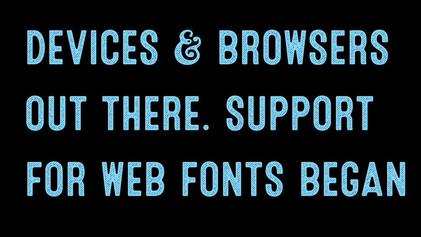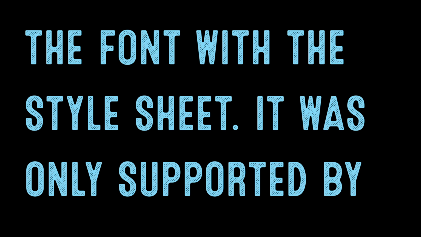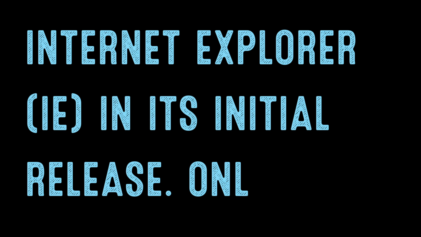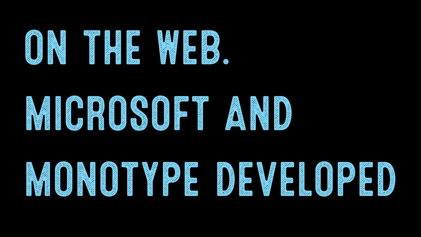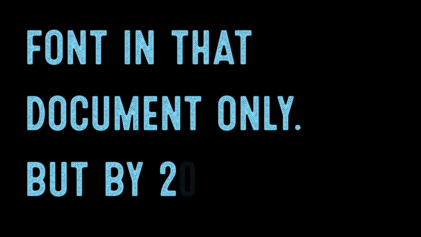Support for web fonts began with CSS2, with the ability to embed fonts by providing the font with a style sheet. It was only supported by Internet Explorer in its initial release. Only a few fonts had a copyright that allowed distribution on the web. Microsoft and Monotype developed a proprietary EOT, embedded OpenType, format, which contained the URL inside the font to limit the use of the font in that document only.